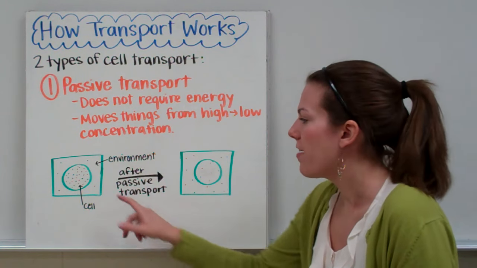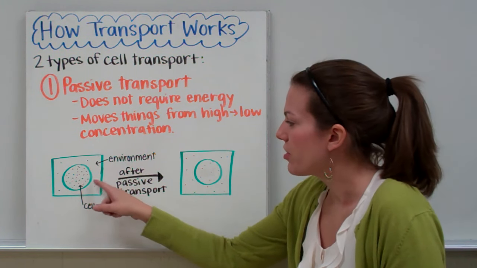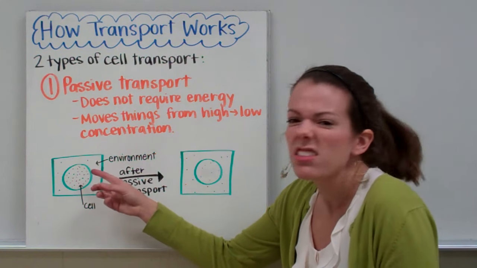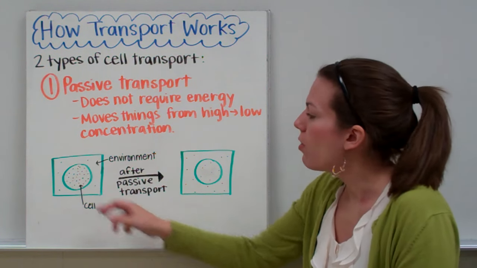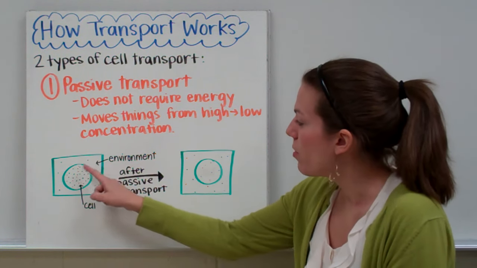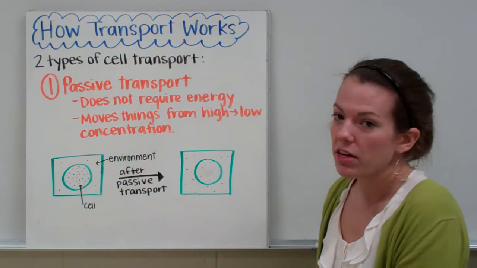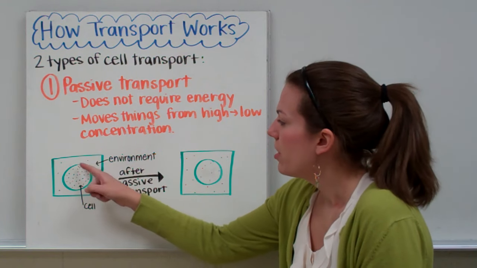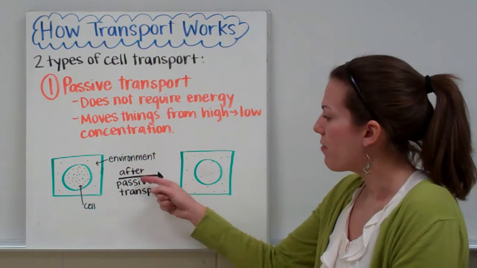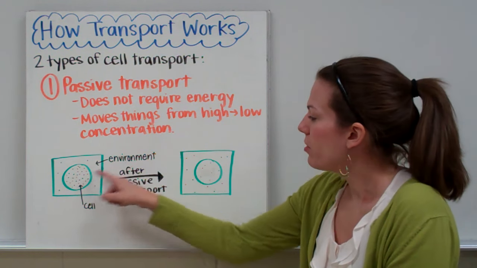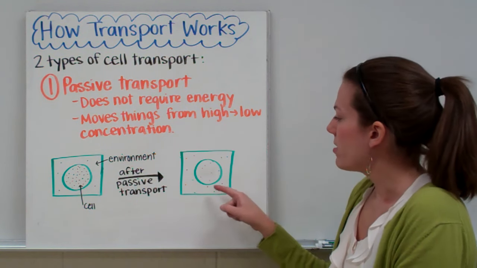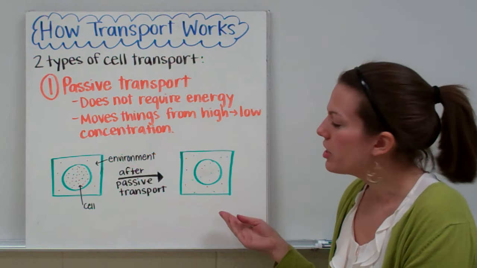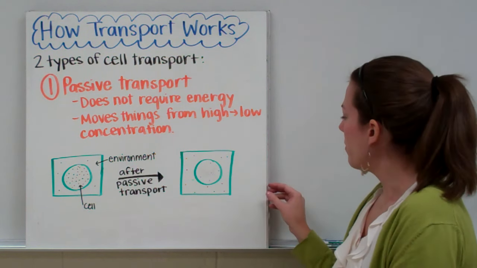As we can see here, we have a cell and it has a high concentration of, let's say, salt. And the environment has a very low concentration of salt. So in passive transport, we would move things from this high concentration to the low concentration. So we see after passive transport, the particles that were in the cell have moved to the outside of the cell. And now we have an equal concentration with the environment and the cell.